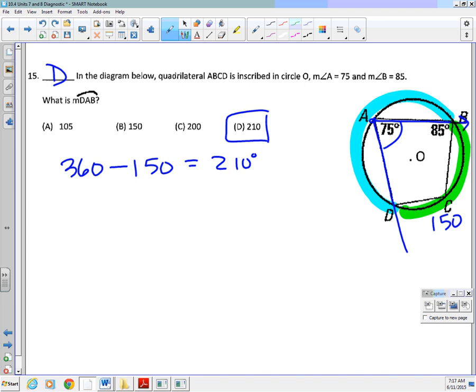Another way to do this question is to realize we actually proved this theorem, basically from the stuff that we did. If you're in a quadrilateral that's inscribed in a circle, the opposite angles are supplementary. So this angle is 180 minus 75, which is 105. And then I can double that angle to get this arc of 210. So there's several ways to do that problem.